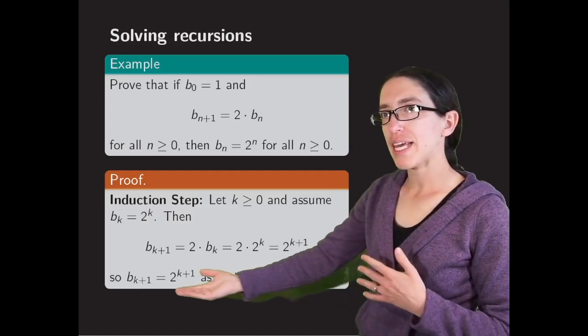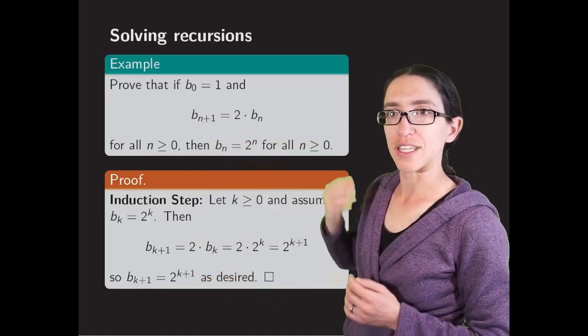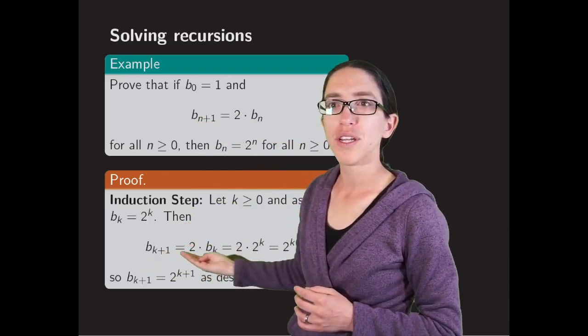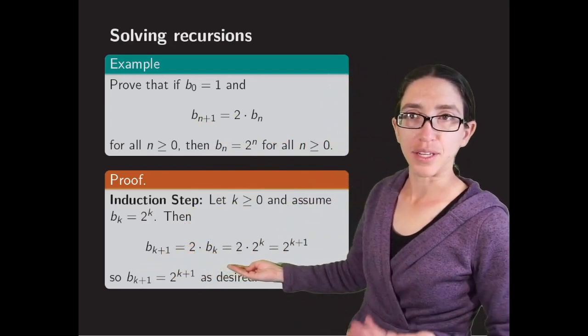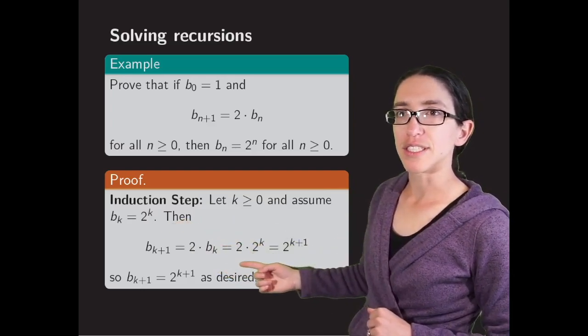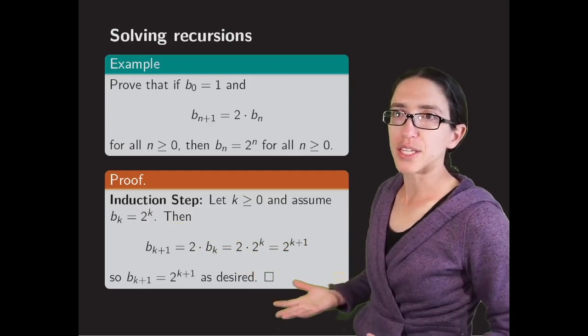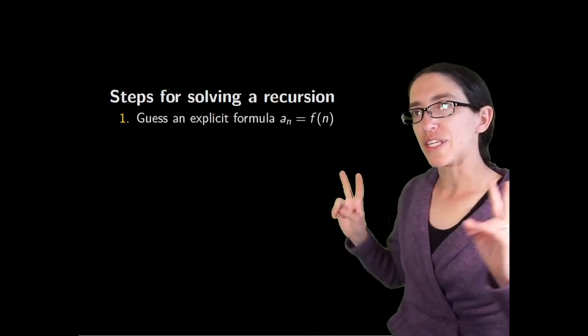Then we want to prove that b_{k+1} is 2^{k+1}, and so we use the recursion here in the inductive step. b_{k+1} is 2 times b_k by the definition of our recursion, which by our assumption in the induction step is 2 times 2^k, and that's 2^{k+1}, and so that's what we wanted.